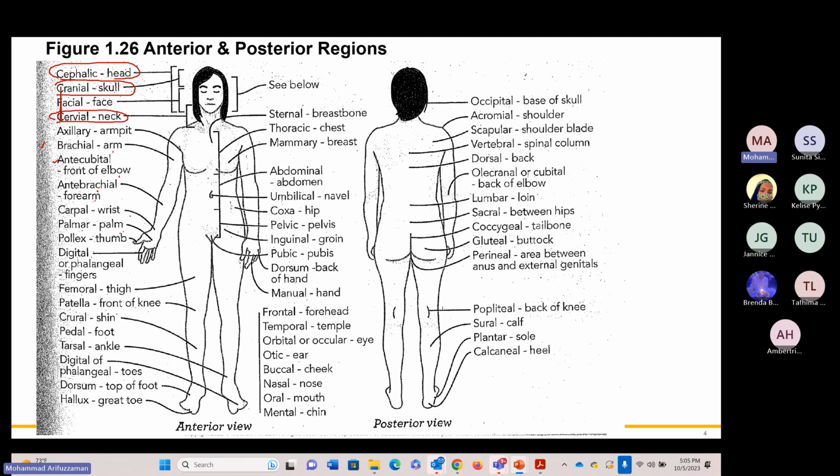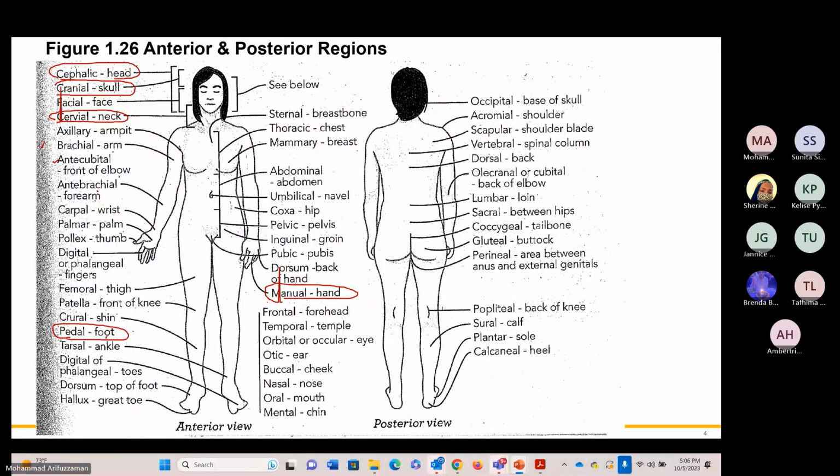Now, another very important point you'll find sometimes comes up in the exams. This is the manual. The manual means the hand, and you can see the pedal. Where is the pedal? This pedal means the foot. So the manual is hand and the pedal is the foot.